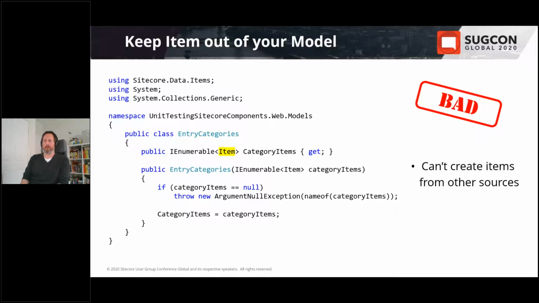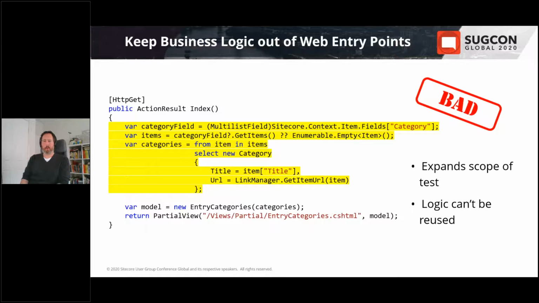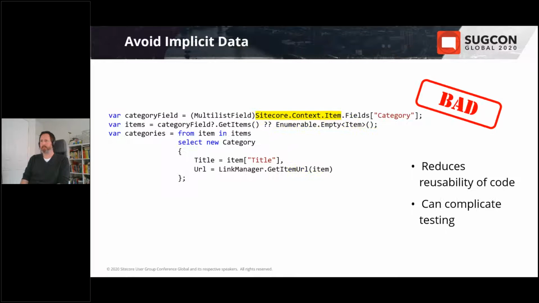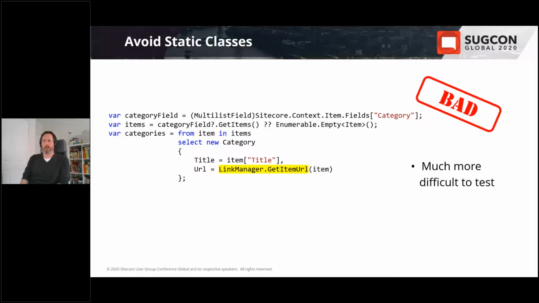It makes it much more difficult to create things. So from a test perspective, you can mock the item, but in production, for example, if you're pulling this thing out of content search, you can't new up items in production. They have to come out of the database. So it's definitely a suspicion. Keep the business logic out of the web entry points. Otherwise, you can't reuse that logic anywhere else. Avoid using implicit data. So I didn't call this one out specifically, but Sitecore context item is implicit data. It makes your code less reusable because you can only use it with the context item then. Avoid using static classes because you can't control them in a test scenario.